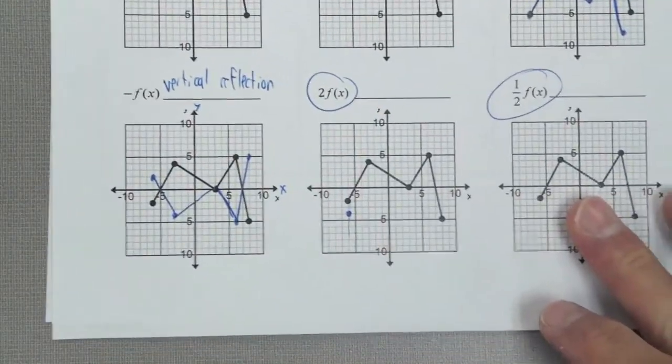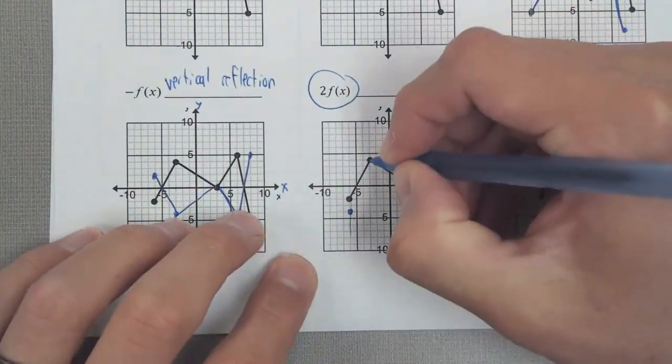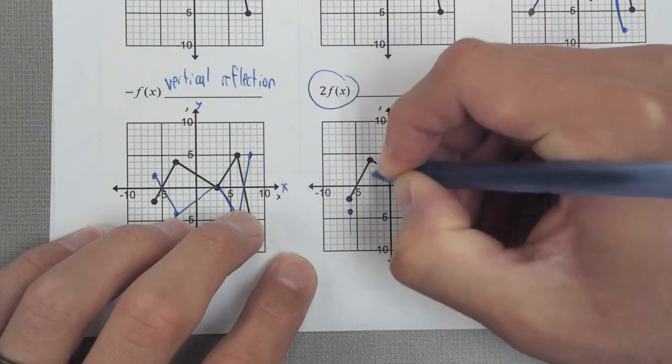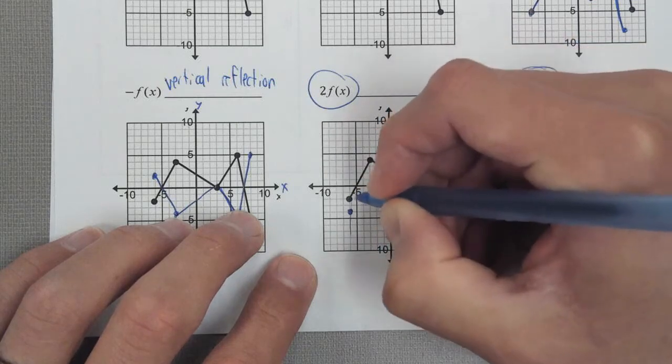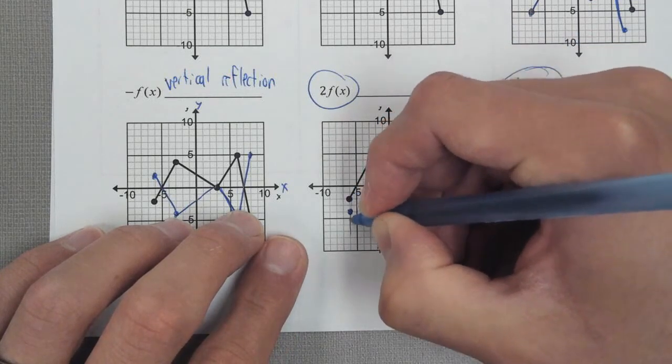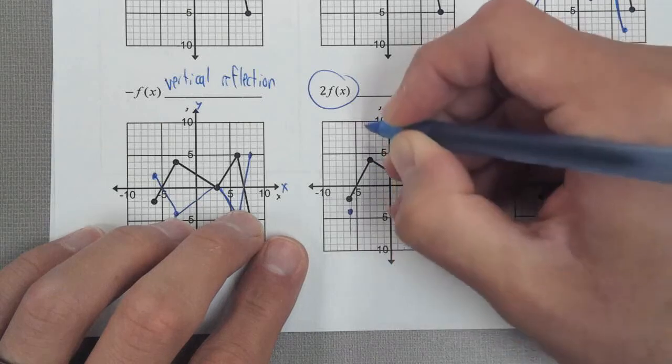Let's see a little bit better. Okay, on this one right here, we've got 4. And again, my value of y there is 4. I need to multiply by 2. So what you have to think about is whether it's positive or negative. If it's negative, it's going to go further negative. If it's positive, it's going to go further positive.